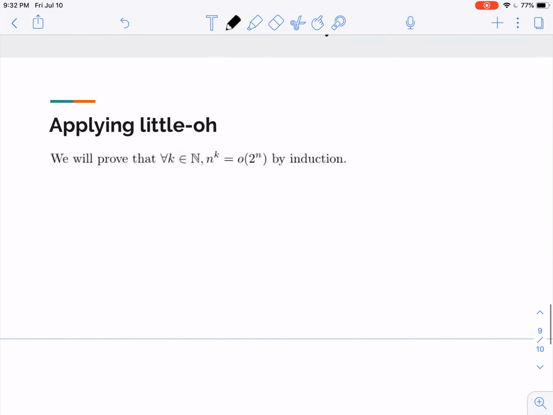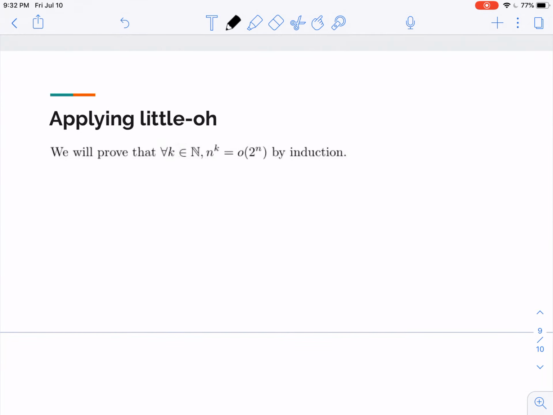Great. So now let's apply little o. What we're going to prove is that for any k, n to the k is little o of 2 to the n. So what does this mean? Well, this means if n to the k is the runtime of some program p1 and 2 to the n is the runtime of some program p2, then regardless of what k we choose, as long as program 1 runs in polynomial time, that's sort of what we're saying here.